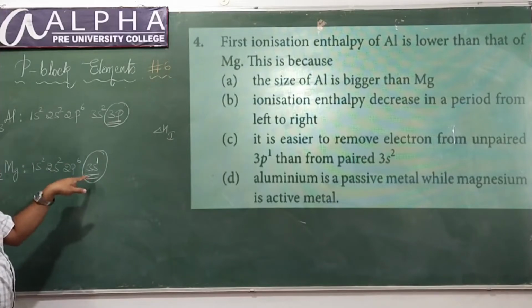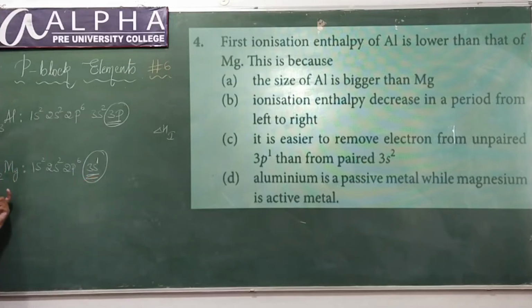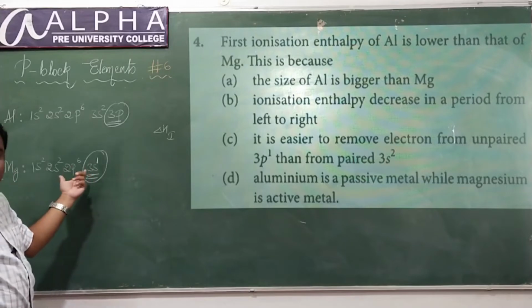Why is it difficult to remove this electron? Because this electron is in the s orbital. The s orbital will be near to the nucleus. Since the s electron is nearer to the nucleus, the removal of the electron becomes difficult.